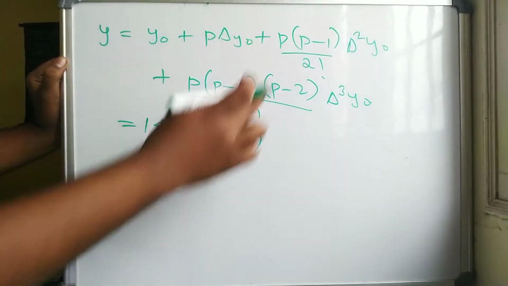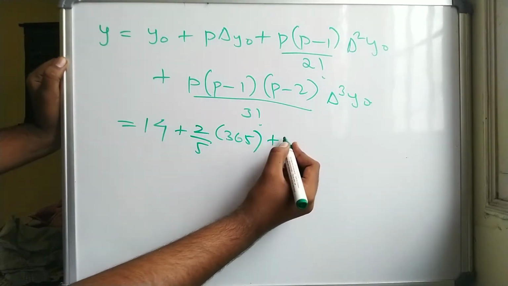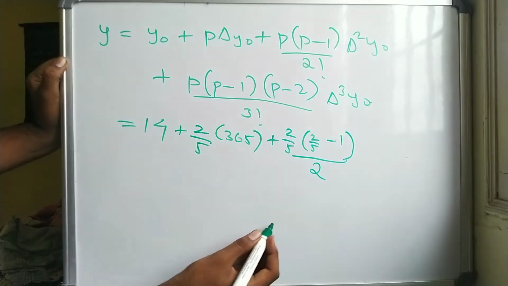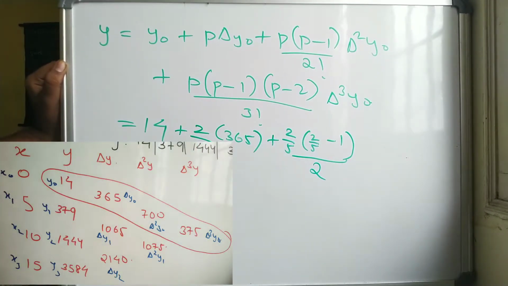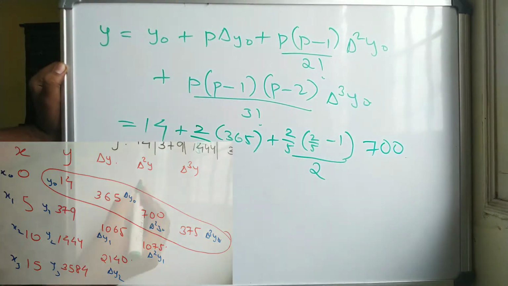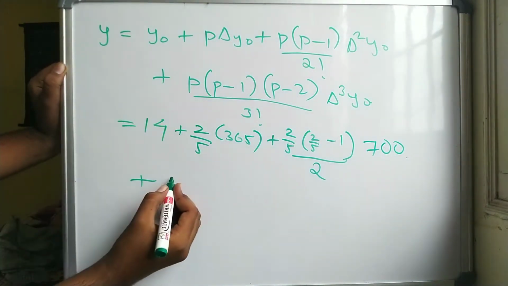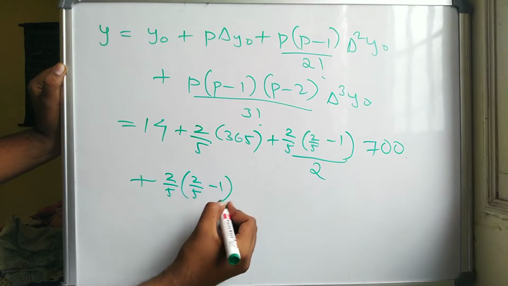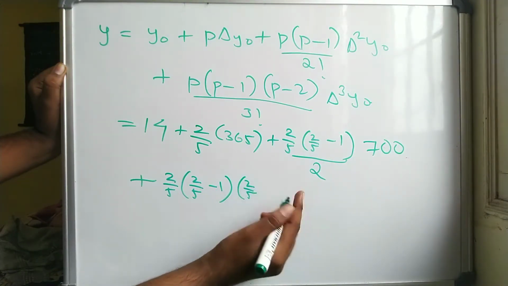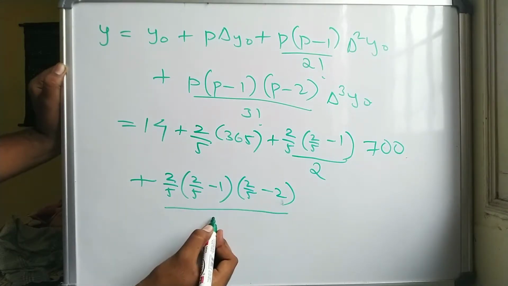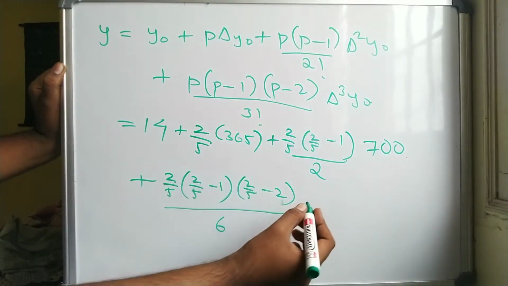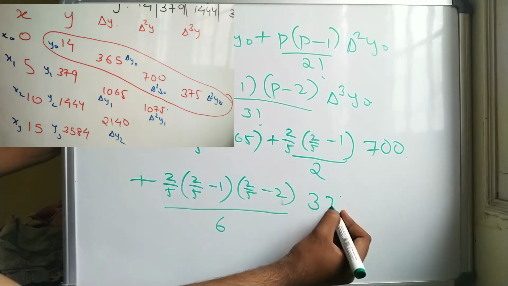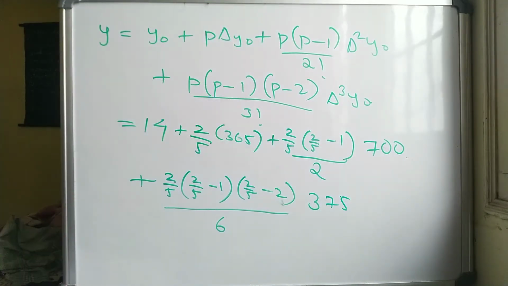Okay, p into p minus 1, that is plus 2 by 5 into 2 by 5 minus 1 by 2 factorial is 2, delta square y naught is 700, plus p into p minus 1 again, 2 by 5 into 2 by 5 minus 1 into 2 by 5 minus 2 by 3 factorial, which is nothing but 6, into delta cube y naught, that is 375. Okay, so this is the whole thing.